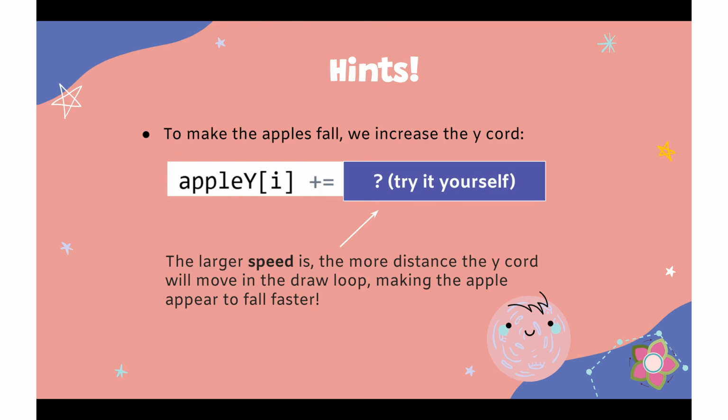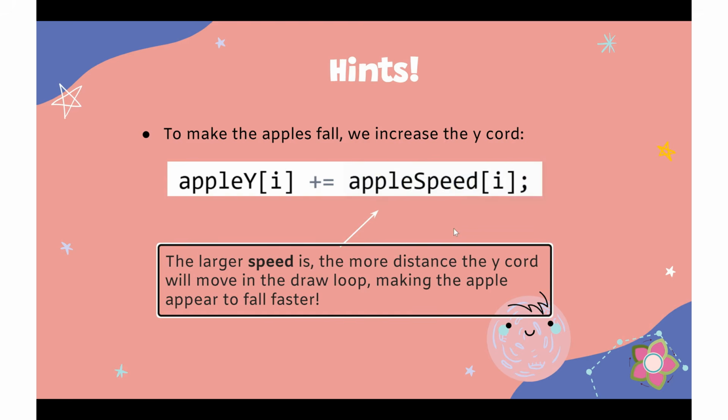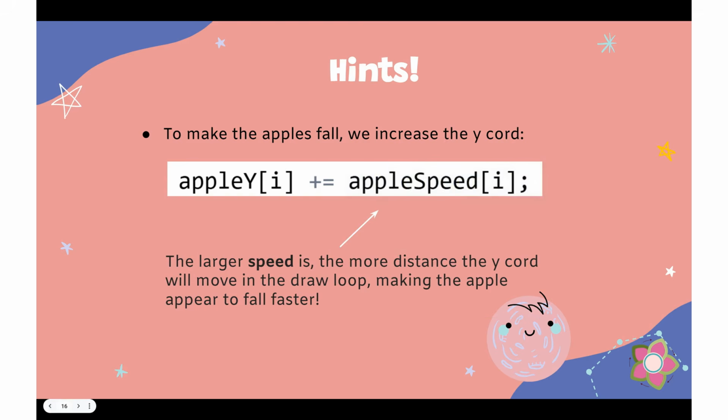So go ahead and think and write what you think is behind this question mark block. All right, the answer was apple speed, or whatever you named your apple speed array, and then with the index I.